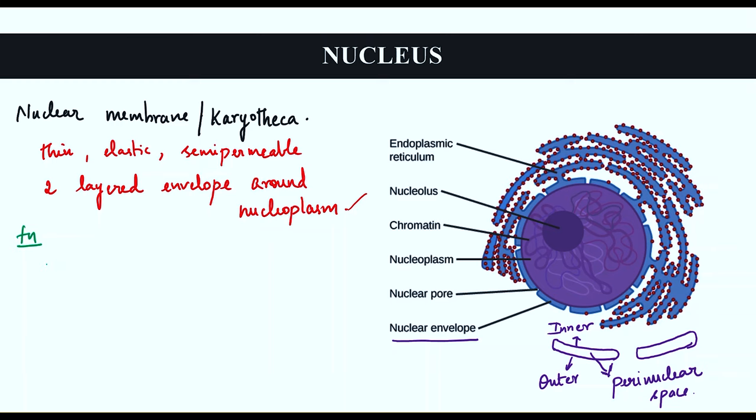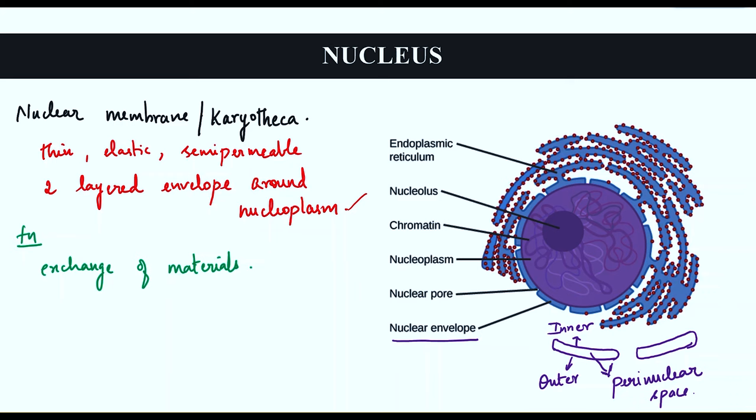So it is going to exchange materials. What are the materials that are going to be exchanged? Like the minerals, ribosomal subunits, RNAs, proteins. So there are many things, right? Everything is going to be exchanged inside and outside the nucleus, right? Now we are going to see what a ribosomal subunit is.